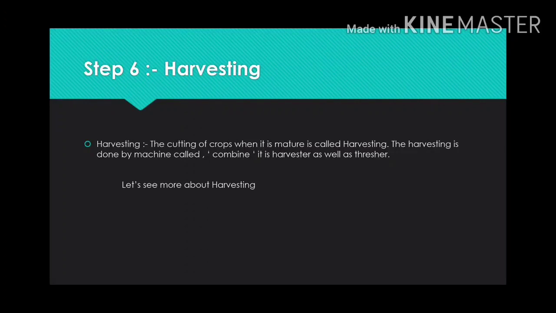Now we will move to step number 6, which is harvesting, which is very important in farming. The cutting of crops when they are mature is called harvesting. The harvesting is done by a machine called a combine. It is a harvester as well as a thresher. Now let's see more information about harvesting.